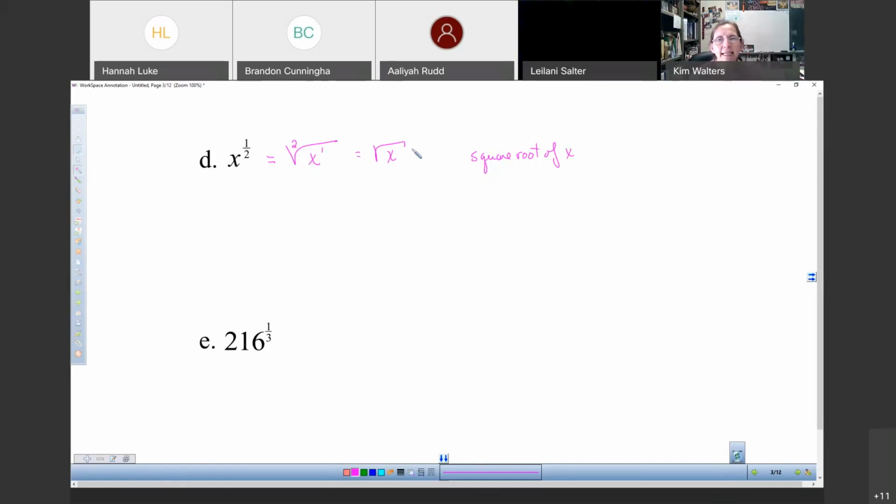But this is the only time when we don't typically write that root number out is when it's a square root. If it's anything other than a 2, we put that root in there. But for this square root, it is understood to be a 2. Okay, so if you see that radical without any kind of number up there, it's understood to be a 2, a square root. All right, so now we look at this 216 to the 1/3 power.